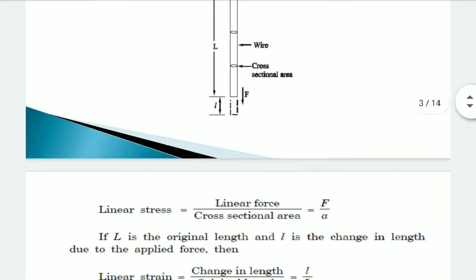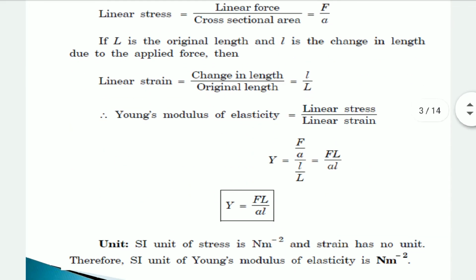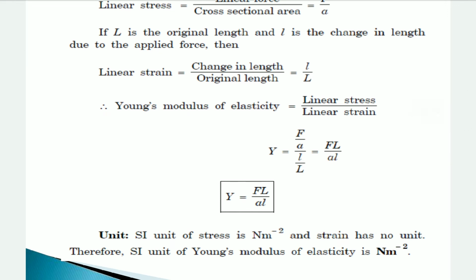Therefore, the stress is equal to the force by area, capital F by small a. The linear strain is equal to the change in length by the original length, small l by capital L. Therefore, Young's modulus is equal to FL by Al. The stress has a unit of Newton per meter square. Strain has no unit. Therefore, the unit of Young's modulus is Newton per meter square.